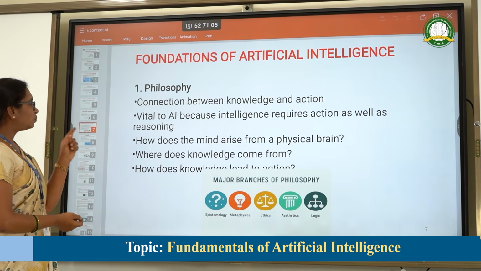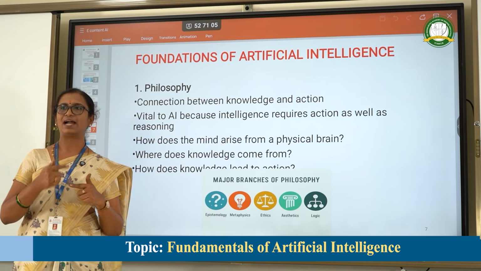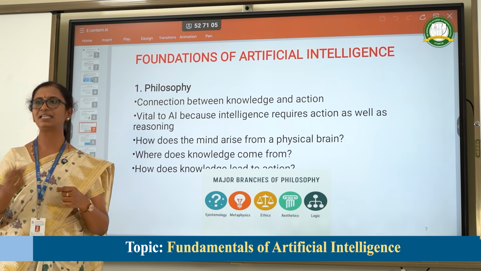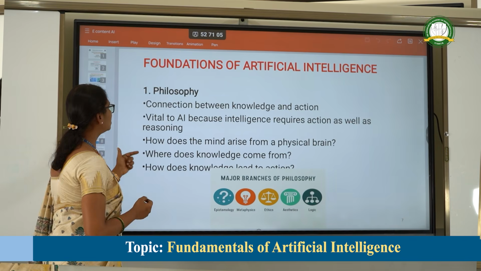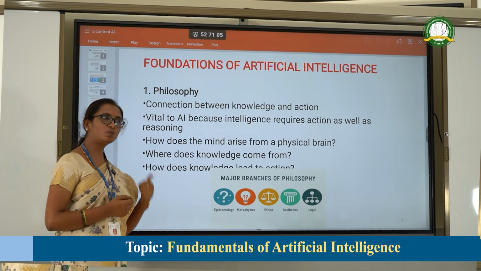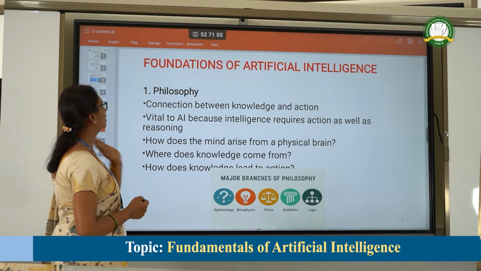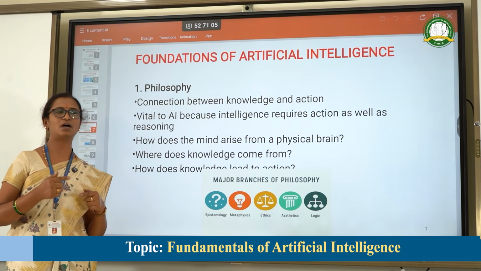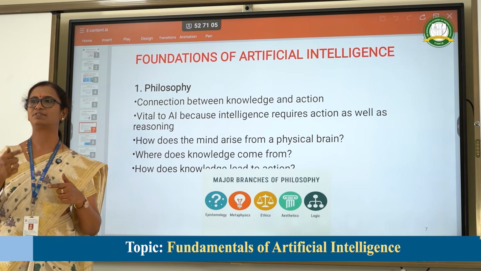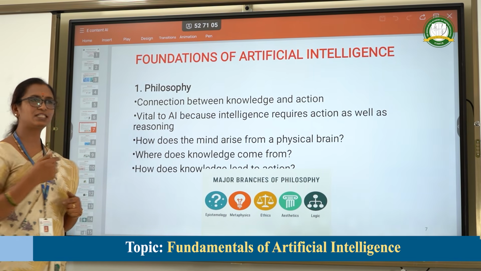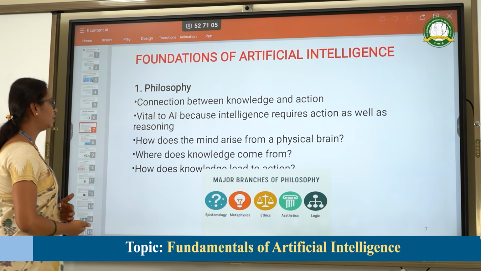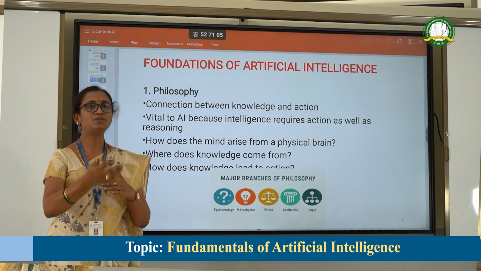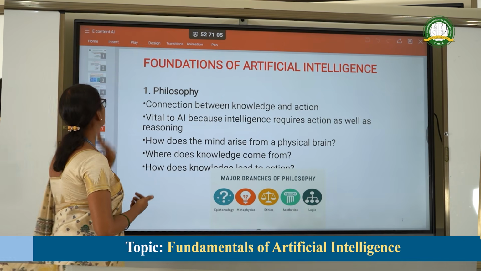It is very important to AI because whatever action it takes for any situation, perceiving the environment, a suitable reasoning needs to be given. So how does a mind arise from a physical brain? That is also one important thing that needs to be understood in this foundation of AI. And where does this knowledge come from? How does AI get the knowledge it has, or how can it update itself or get to know new things? And how can whatever knowledge it has be put to action? That is one important concept in philosophy.